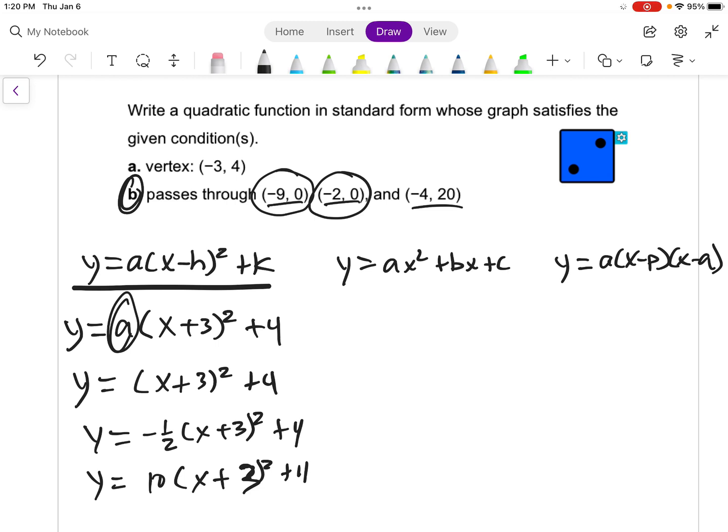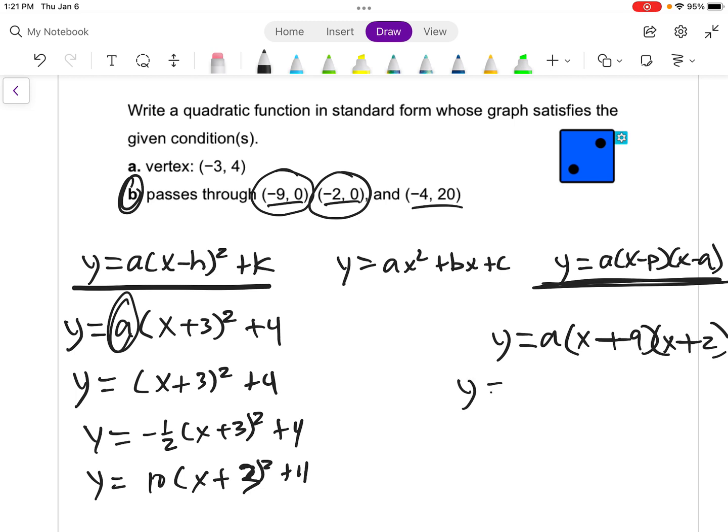So I'm going to use this factored form over here. I'm going to go y equals a times, and just remember that p and q are just the x-intercepts. So I've got x minus -9. That's going to change to a plus 9. And I've got x minus the other one, x minus -2. Again, that's going to change to a plus. So I end up with this equation, y equals a times x plus 9 times x plus 2. Now, if it only gave me these two right here, that's really as far as I could go. I would just have to pick a number for a, and you could pick any number you wanted.